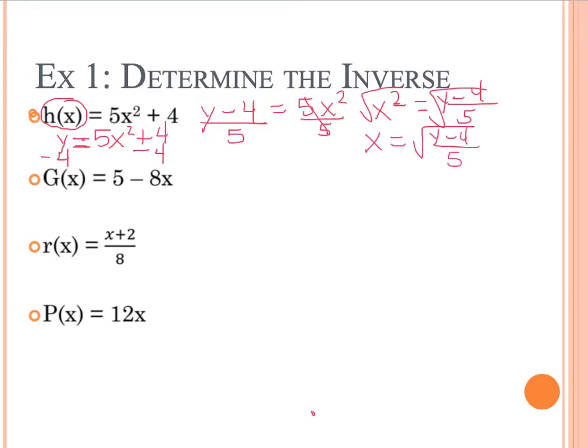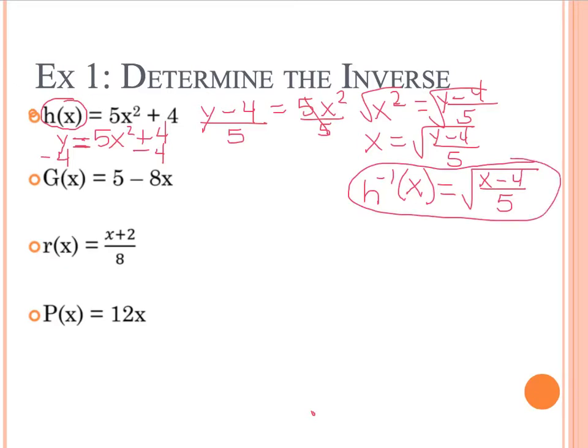Okay, once you've solved for x, we actually switch things back because we don't want it to say x equals. So we'll say h inverse of x equals the square root of x minus 4 over 5. So then we'll change out x and y. If it makes you feel better, you don't have to do that at the end. You can actually do that at the beginning.